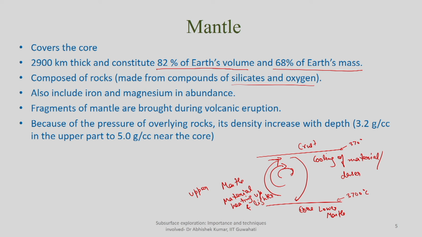As a result, it exerts some kind of shear, some kind of stress at the interface, which is responsible for pushing the crust away from each other. If two convection currents are generating here, there will be some kind of plate movement. So this part is moving away from each other, and that is called a divergent plate boundary.